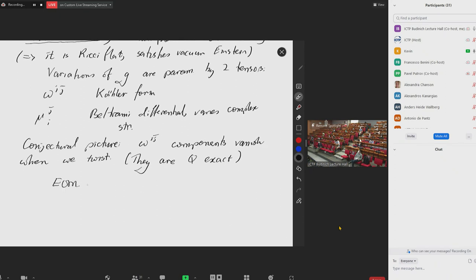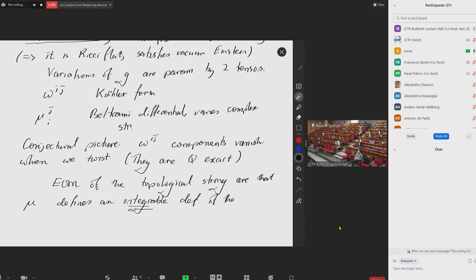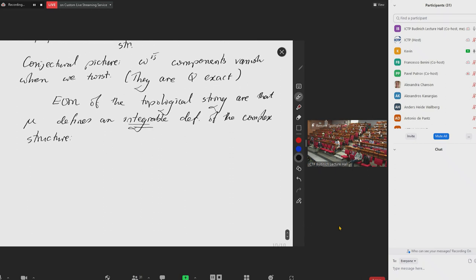So the equations of motion of the topological string are that the Beltrami differential encodes information of the complex structure. Which means, in order to write out the equation, the usual d-bar operator looks like this, plus mu^{i}_{j-bar} dz-bar^j, and this whole thing squares to zero.